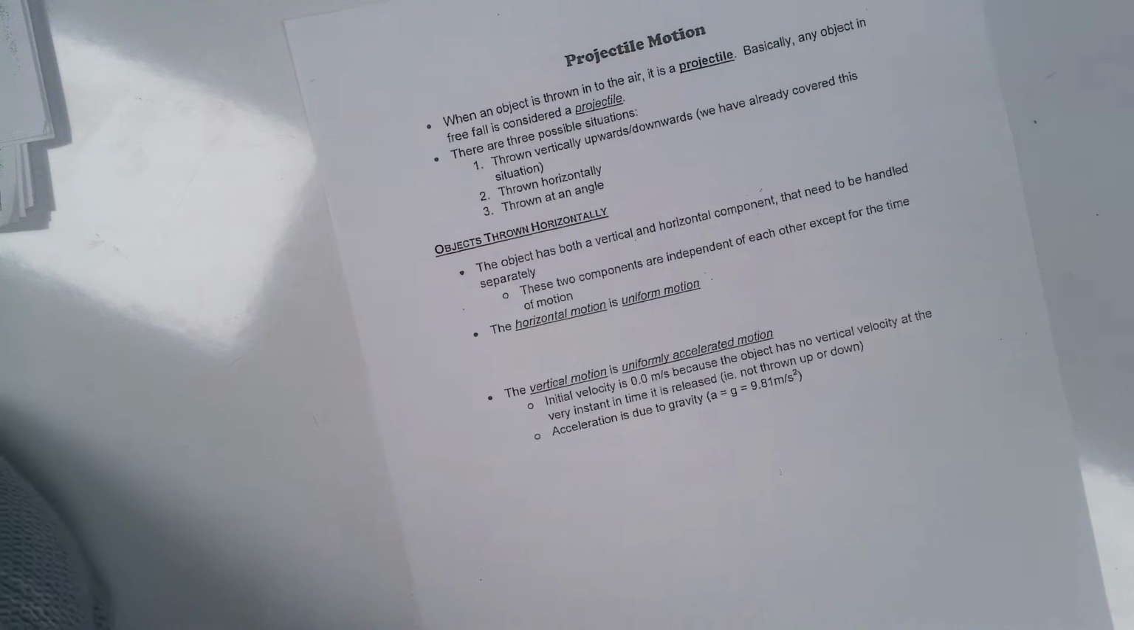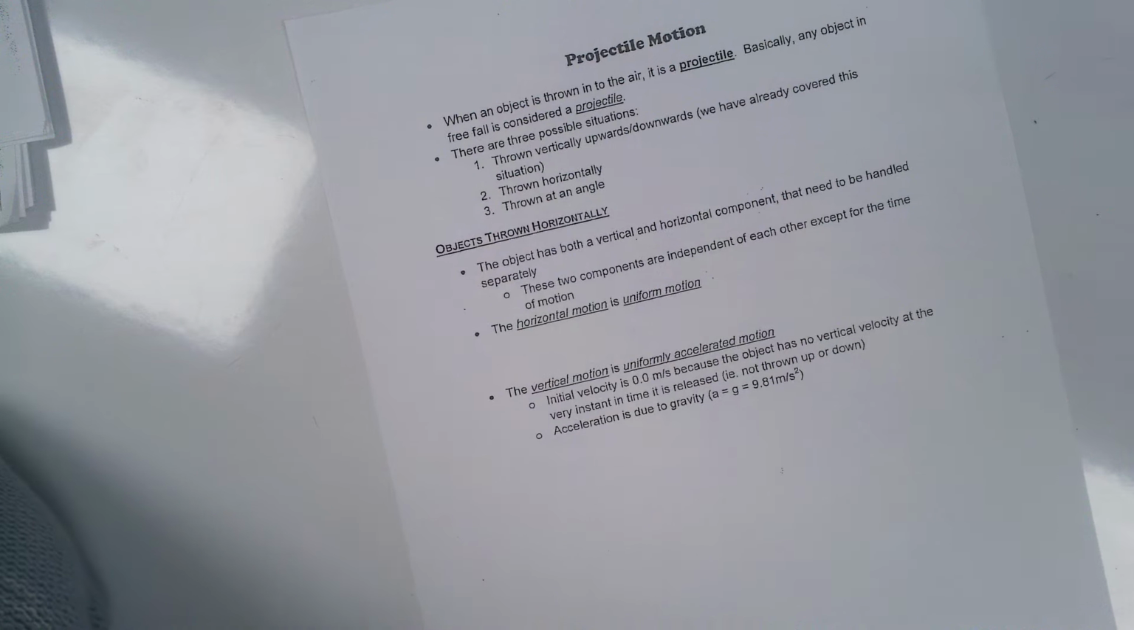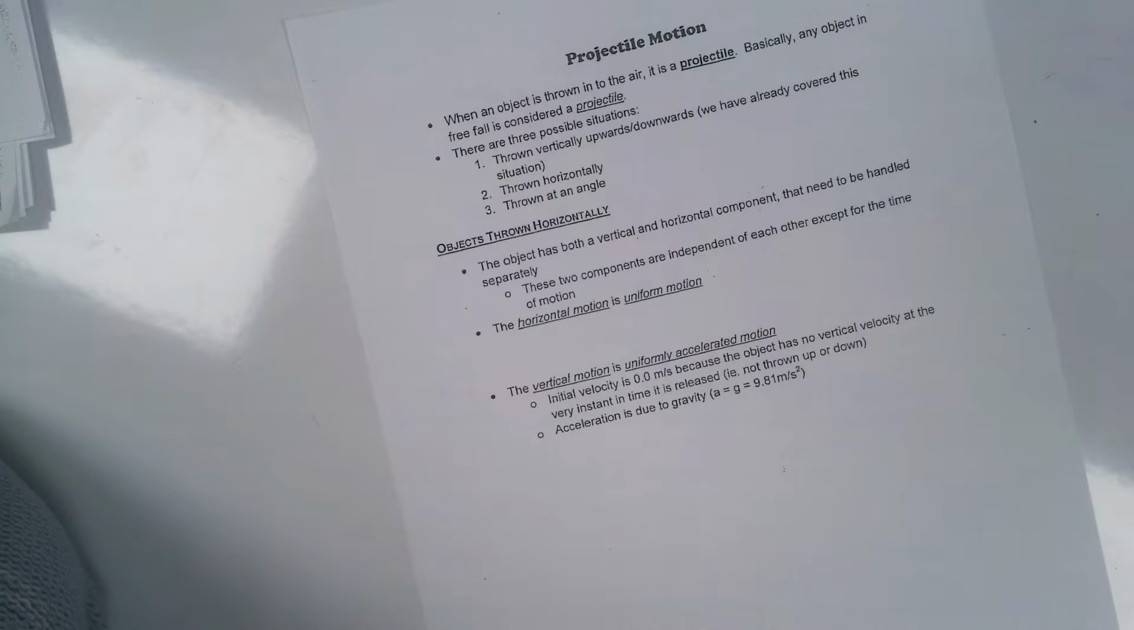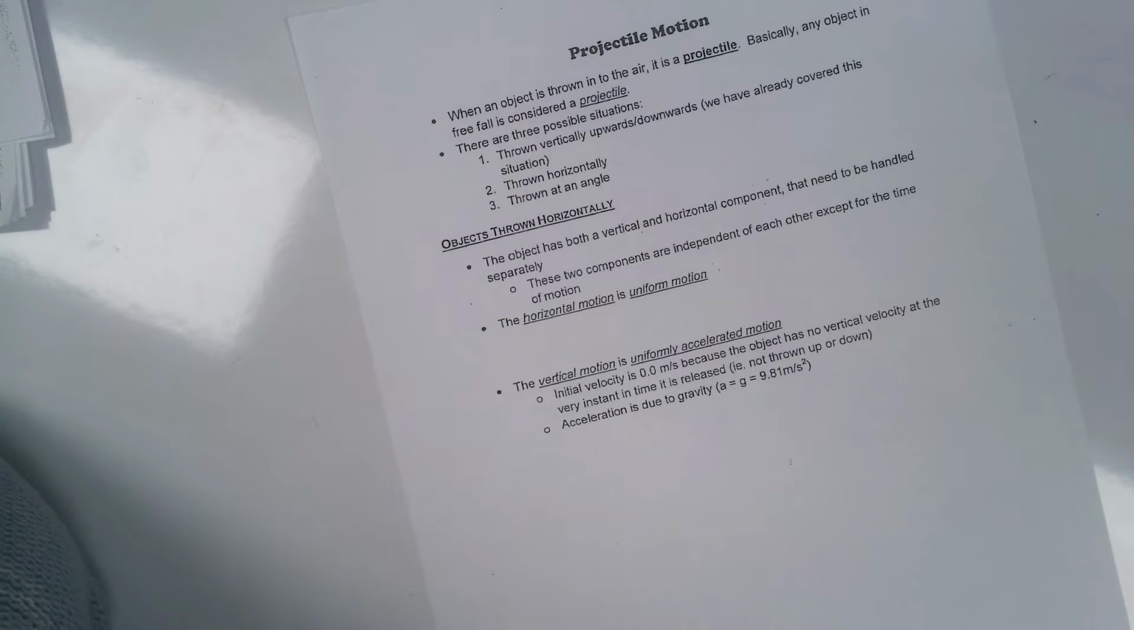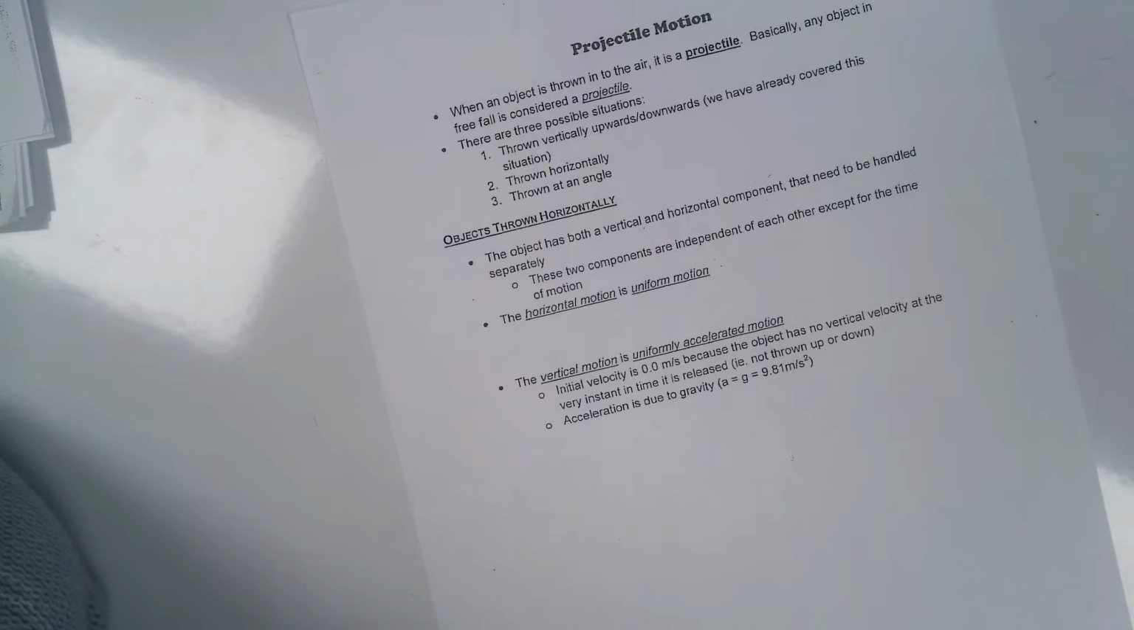Okay, now that we've learned to look at vectors in a non-x and non-y direction, and then solving them using cos or tan to get the x and y, now we're going to look at that with projectile motion. We're going to advance that piece of knowledge. So when an object is thrown into the air, it's a projectile. So essentially, where we looked at free-falling object, that is a projectile.